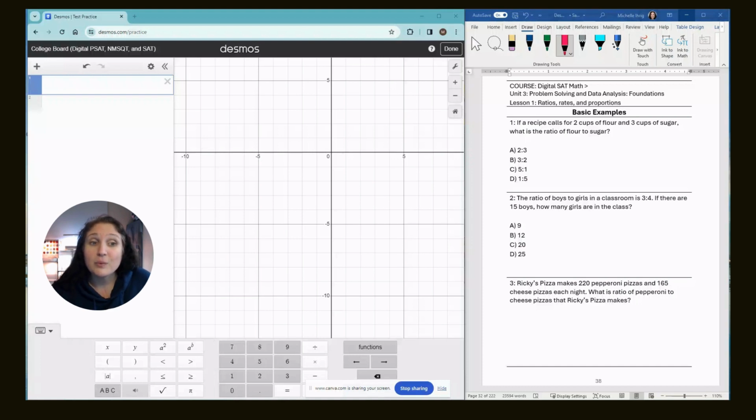So we are talking about ratios, rates, and proportions. If you've bought my book, we are on page 38. If a recipe calls for 2 cups of flour and 3 cups of sugar, what is the ratio from flour to sugar? Now, I write that out because sometimes they might say, what's the ratio from sugar to flour, but they give it to you in order of flour to sugar. So you do want to pay attention. We know that there's 2 cups of flour. We know there's 3 cups of sugar. So it's just 2 to 3.